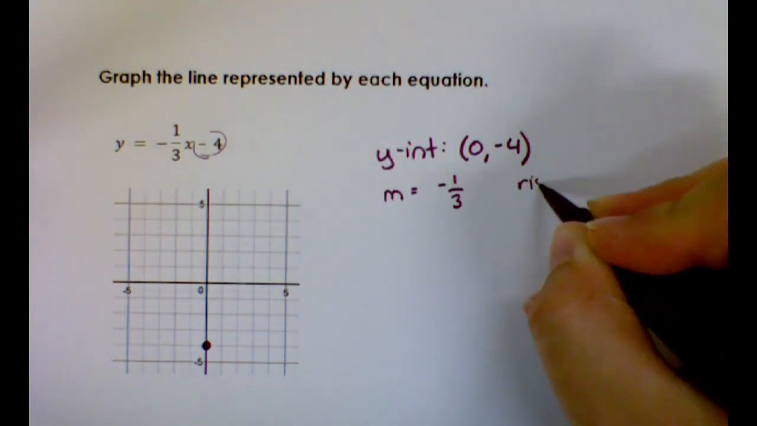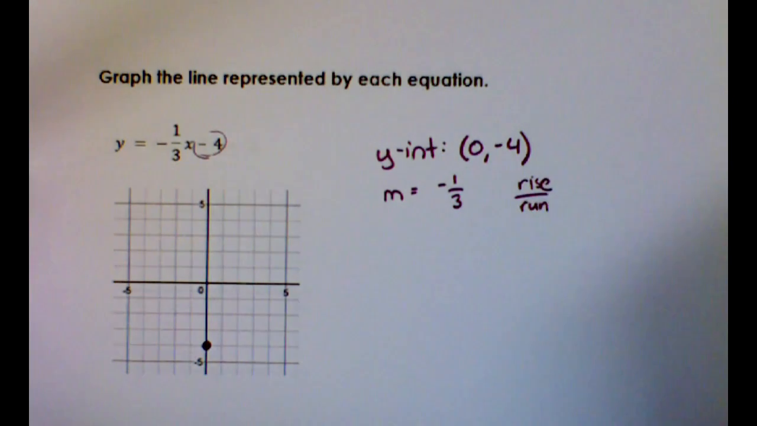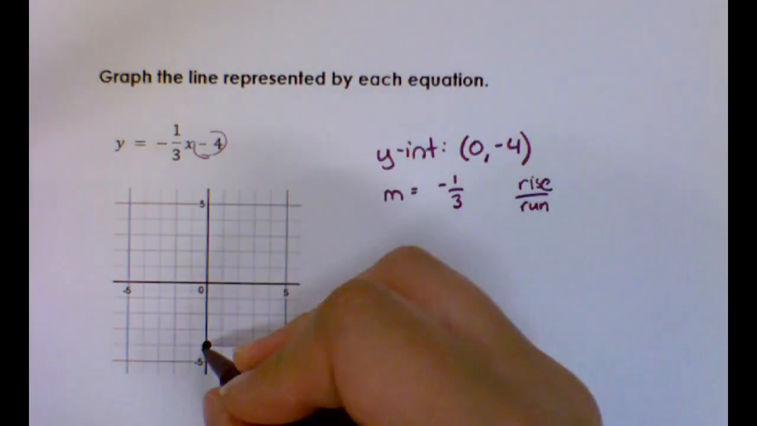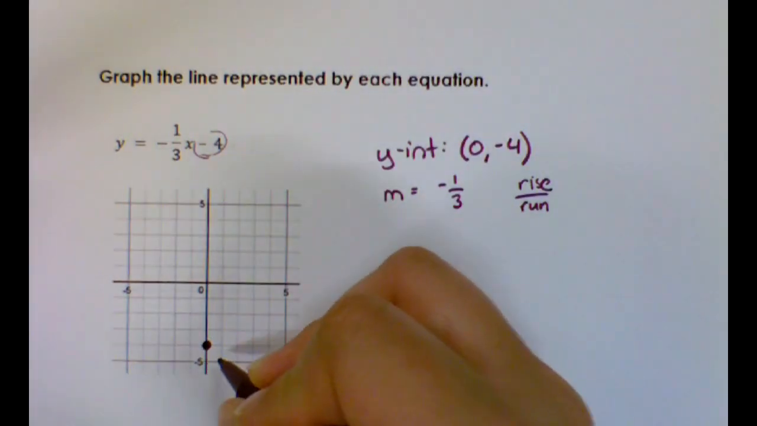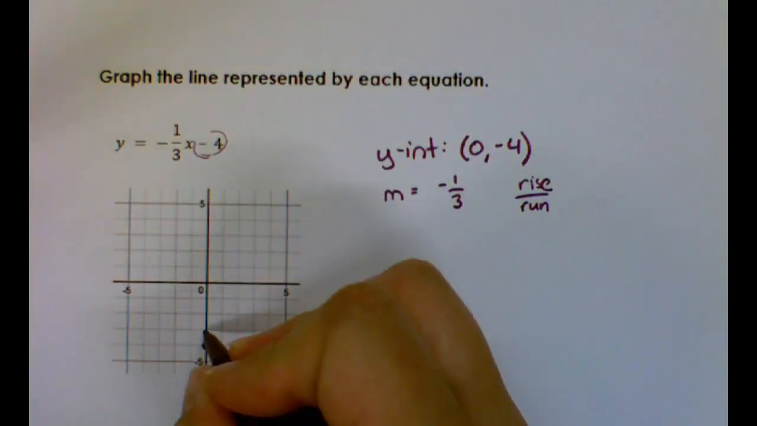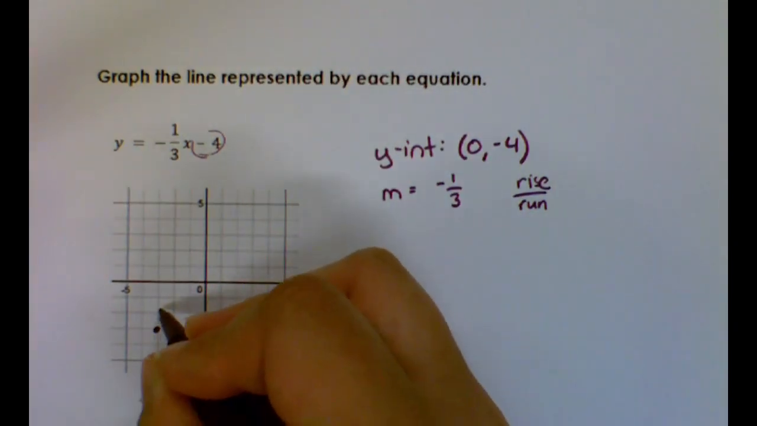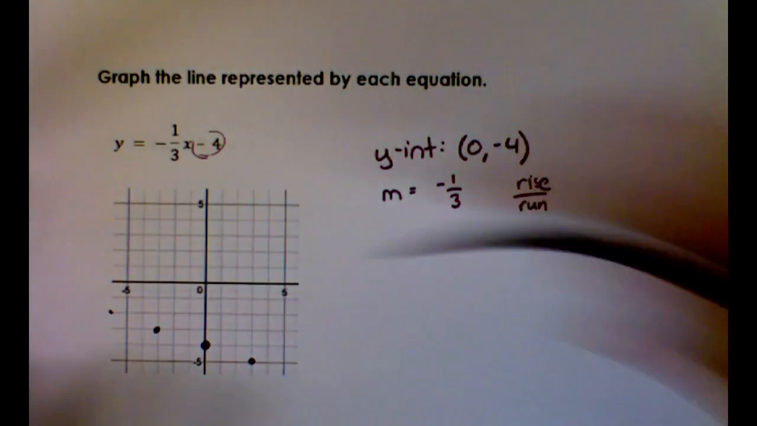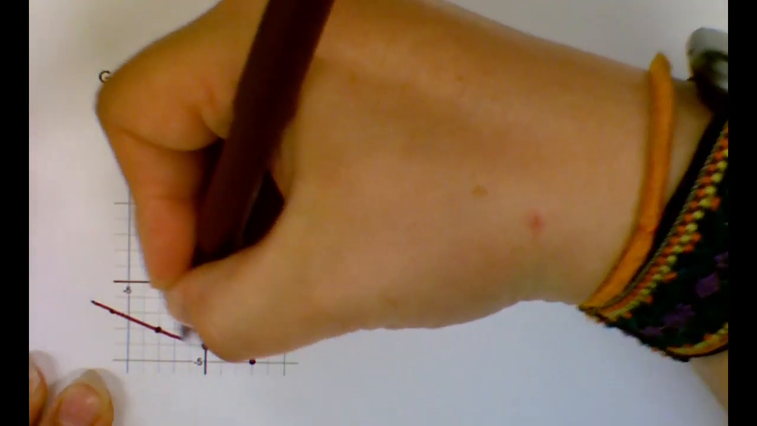Remember, that is rise over run. So I rise negative 1, so I go down 1, and I run 3. 1, 2, 3. Make a point. I can also go up and left. So up 1, left 3. And then I just connect those, ideally with a ruler or as straight as possible.